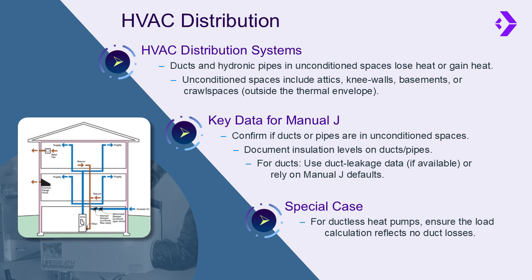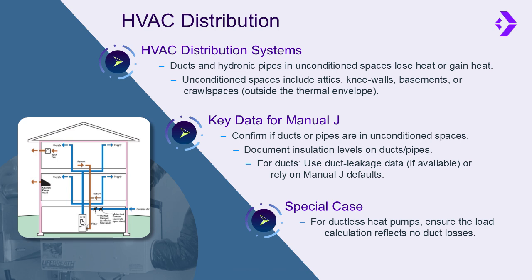Typically some of the ducts are in the house, some outside. There are all sorts of trunks and branches for various surface areas. Thankfully, Manual J doesn't require that detail. It does most of the math based on built-in assumptions. Your job for the takeoff is simple. Ask yourself, are there ducts or hydronic heating pipes in unconditioned space? And if so, what level of insulation do they have?